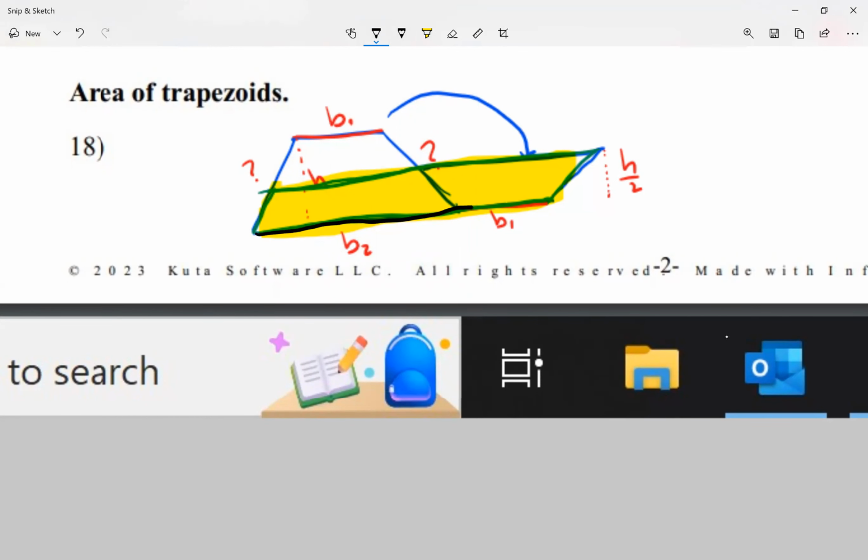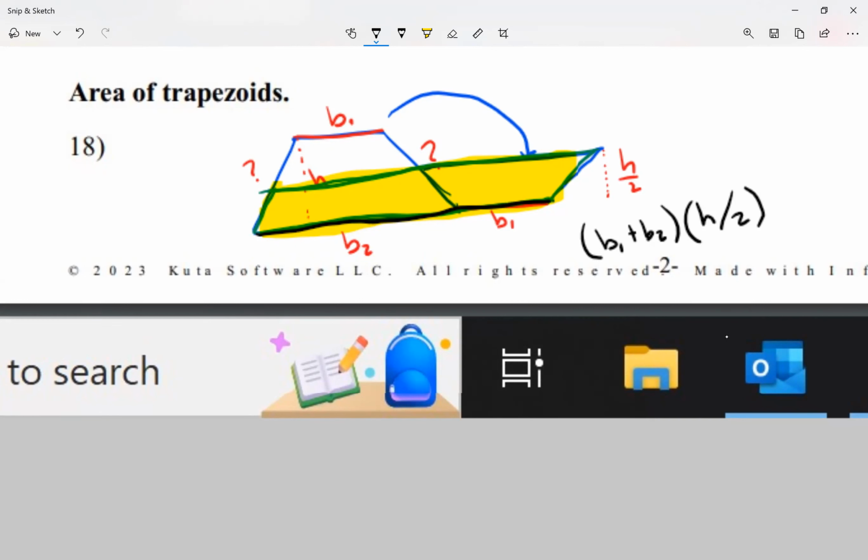This length right here, this whole thing, I'm going to call this base 1 plus base 2. Right? That's the whole thing right here, the whole base at the bottom. And then I'm going to say this times height divided by 2. That's exactly what we're going to use for a formula of a trapezoid. Base 1 plus base 2 times height divided by 2.